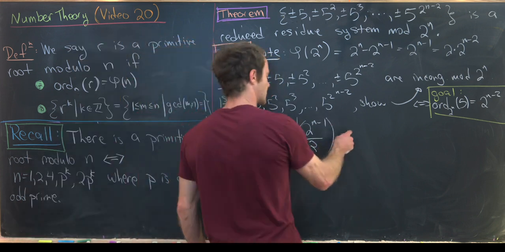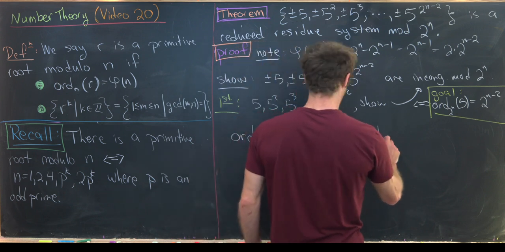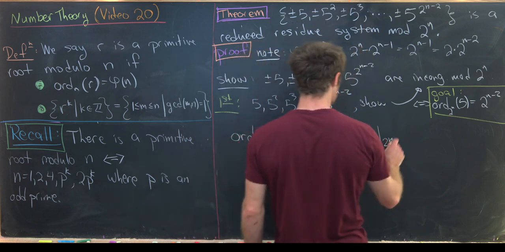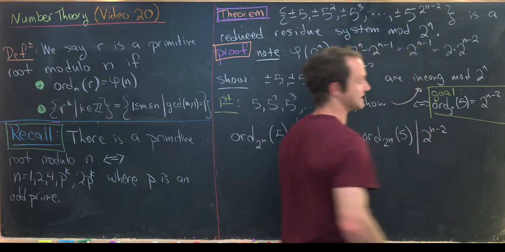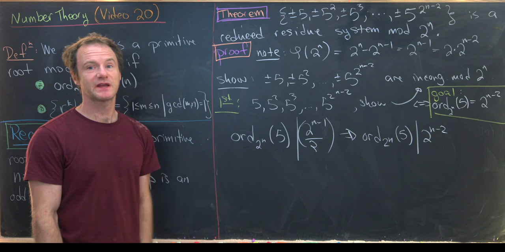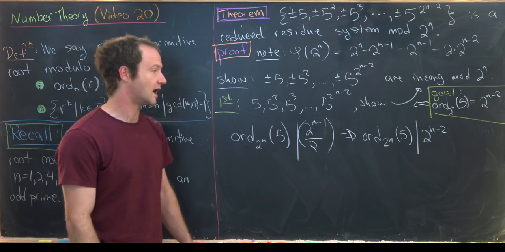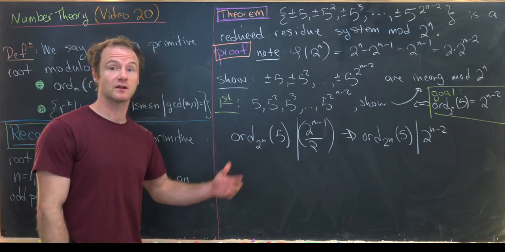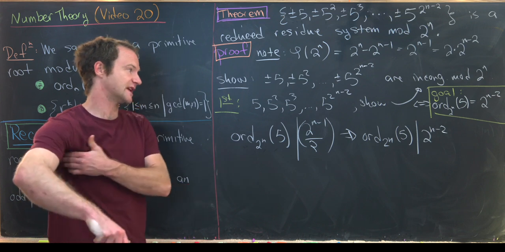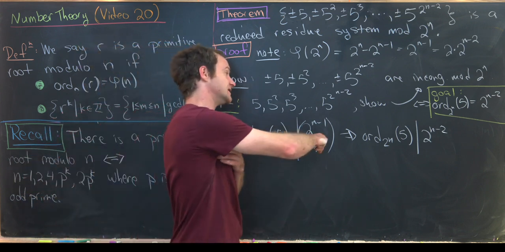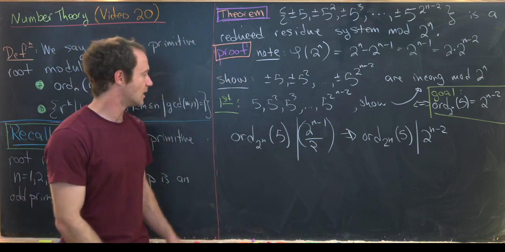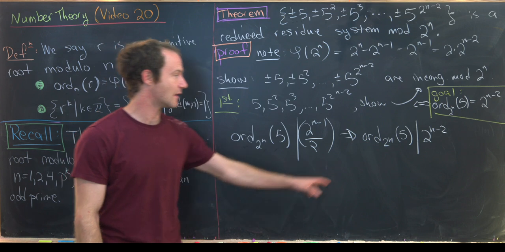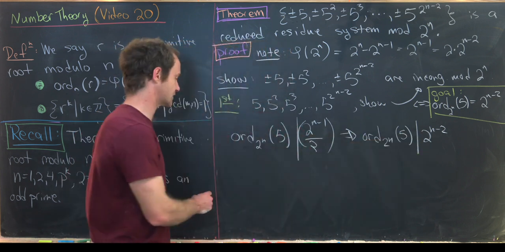So in other words, we have the order mod 2 to the n of 5 divides 2 to the n minus 2. Again, that's because there's no primitive roots mod 2 to the n. So the largest order that we could have is not phi of 2 to the n, but it's phi of 2 to the n over 2. Okay, and now we're going to claim that we actually achieve this order.